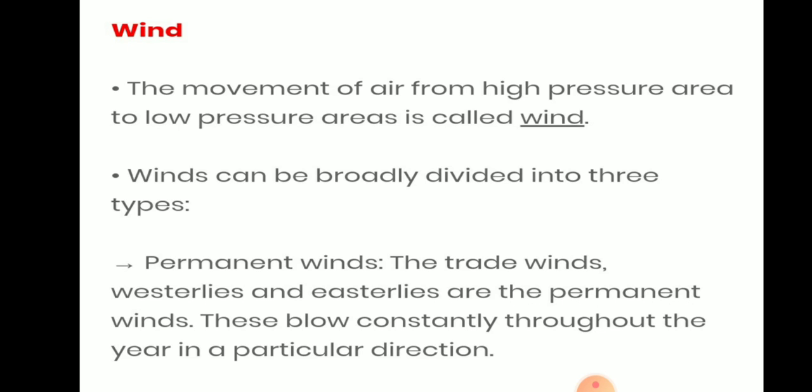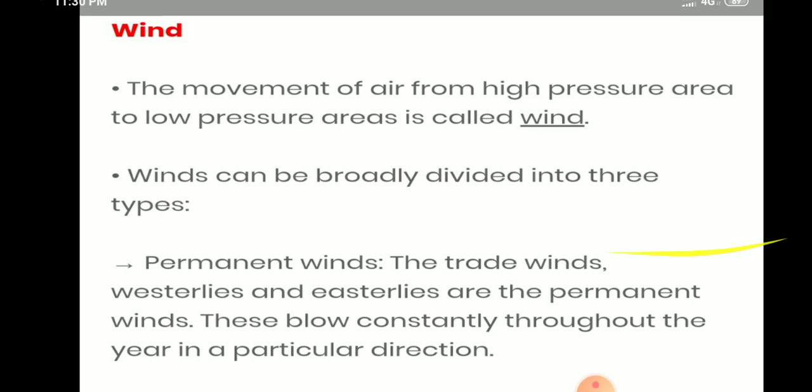Permanent winds. The trade winds, the westerlies and easterlies are the permanent winds of the earth. These winds blow constantly throughout the year in a particular direction. So permanent winds are those winds which move in a particular direction throughout the year. They never change their direction of movement. That is known as permanent wind. We have the examples of trade winds, westerlies, easterlies.